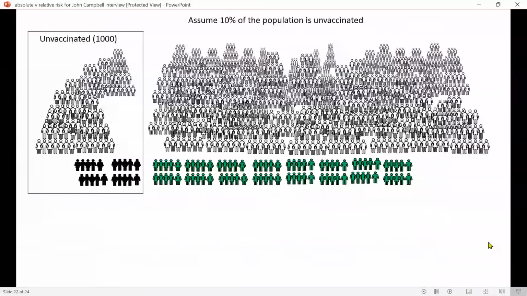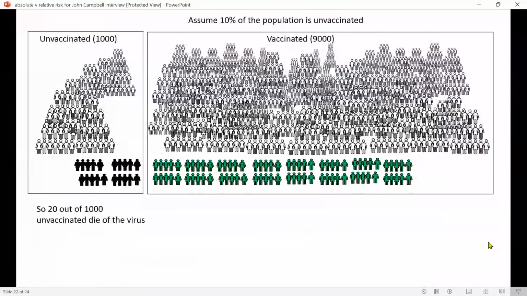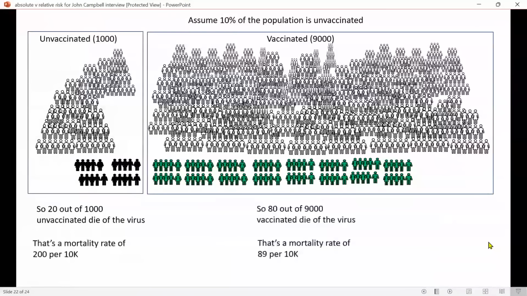So that would mean you've got 1,000 unvaccinated, of whom 20 die. So 20 out of 1,000 unvaccinated die of the virus. And that means 9,000 are vaccinated, of whom 80 die. Their mortality rate is therefore 200 per 10K, whereas only 80 out of 9,000 vaccinated die of the virus, and that's a much lower mortality rate, 89 per 10K. So the mortality rate of the unvaccinated in this example is more than twice that of the vaccinated. That would be really strong, very powerful evidence in favour of the vaccine.